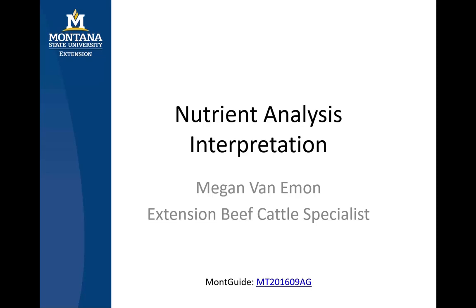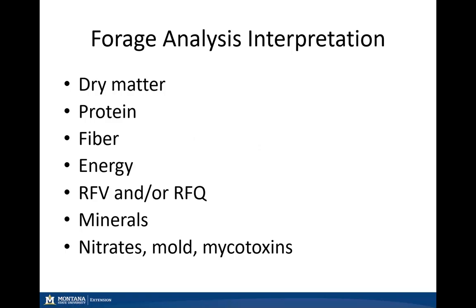This information can also be found on our MontGuide with Montana State University Extension with the SKU number MT201609AG. Forage analysis interpretation is extremely important when developing rations for your livestock. There are several factors we can have analyzed in our analyses, such as dry matter, protein, fiber, energy, RFV or relative feed value, or RFQ or relative feed quality, minerals, nitrates, molds, and mycotoxins.